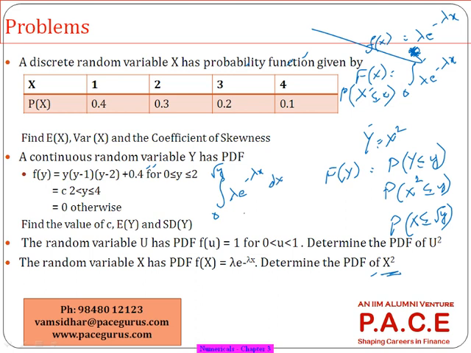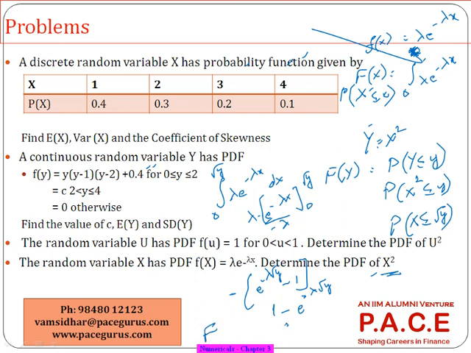When I am integrating it, lambda is a constant, so it is e power minus lambda x by minus lambda. This is evaluated between square root of y and 0. So minus e power minus lambda root y minus 1. This is what is coming out as the integration. So this comes out as 1 minus e power minus lambda root y. This is the capital F.